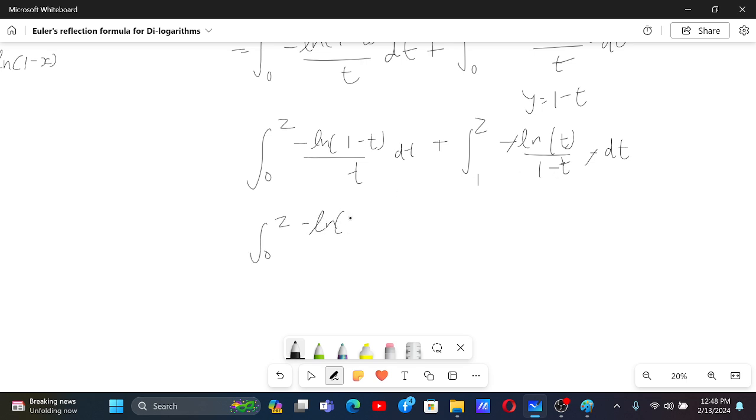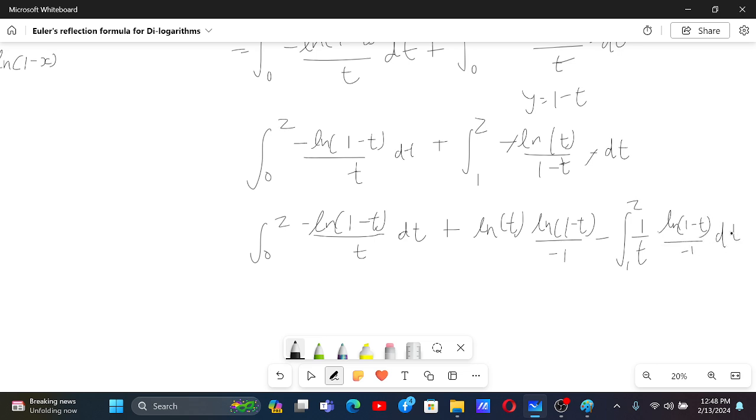If we use integration by parts, we will be able to use that thing. That's why what I can do is we can basically use integration by parts. That gives us ln t, and the integral is ln(1 - t) by -1, minus the integral from 1 to z. Now the derivative is 1 by t, the integral is ln(1 - t) by -1, and then dt. Now minus 1 cancels out and this becomes plus.